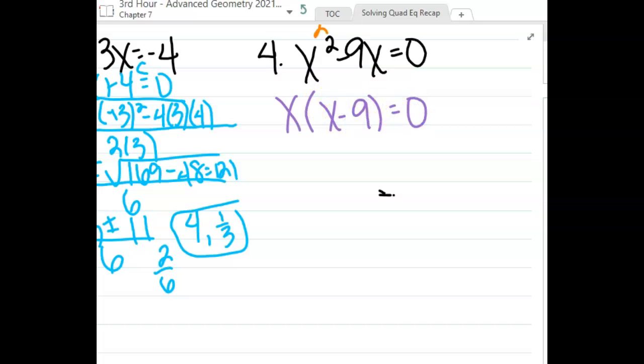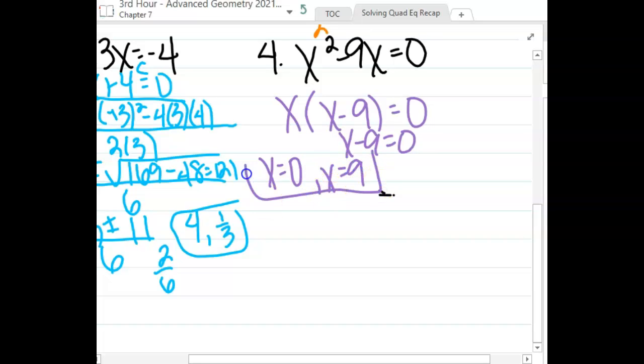Now, you could totally do the quadratic formula for this one. And a would be 1, b would be negative 9, and what would c be? 0. And you could plug those into the quadratic formula. That would totally work, but this is much easier. Because once you take out an x, then you know that either x equals 0 or x minus 9 equals 0. Add 9, so x could be 9.